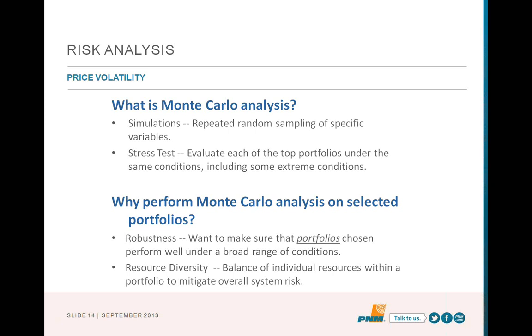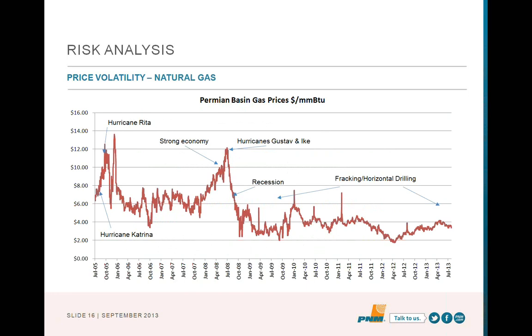So now we'll take a look at the individual variables. This slide here is just a history of natural gas prices. And it's up there to kind of show how variable that can be. There's lots of data points in there. It's the daily average Permian gas price over 10 years.